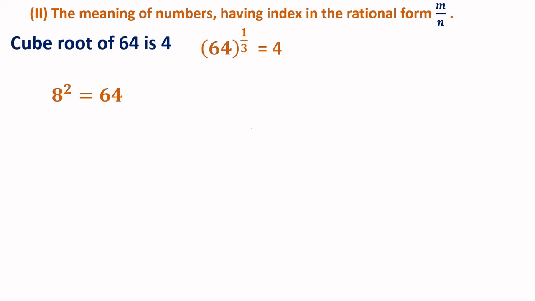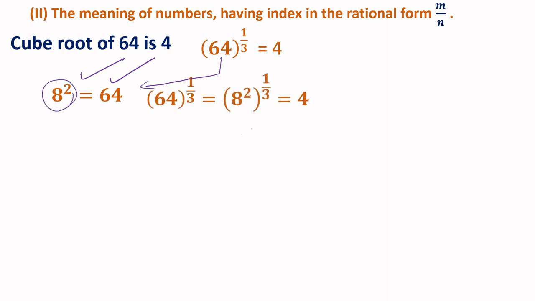64 is equal to 8 square. 8 square is equal to 64. इसमें भी आपको डाउट नहीं है. मतलब ये जो 64 है आपको चाहिए तो 8 to the power of 2 लिख सकता है. तो मैं लिखता हूँ 64 raised to 1 upon 3, or 64 to the power of 1 upon 3, which we read as cube root of 64, can be written as, where 64 can be written in 8 square format.